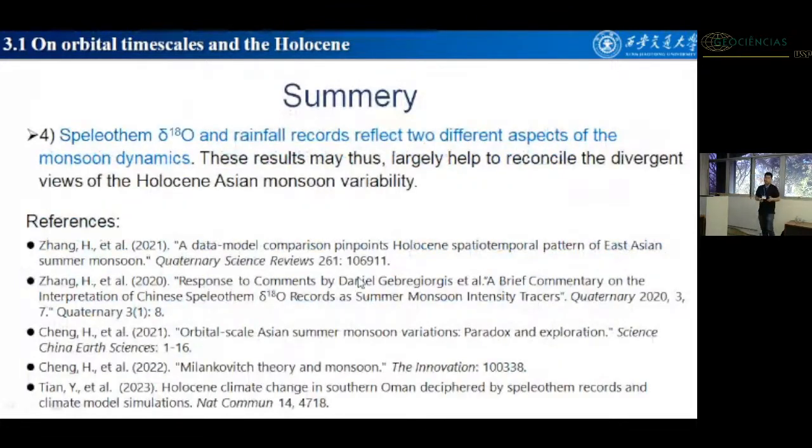Speleothem delta 18O and the rainfall records reflect two different aspects of the monsoon dynamics. Speleothem delta 18O mostly reflects the large-scale circulation, but rainfall records only reflect local hydrology. So these results may largely help to reconcile the divergent views of Asian monsoon variability. Here are the references we published in the last few years.